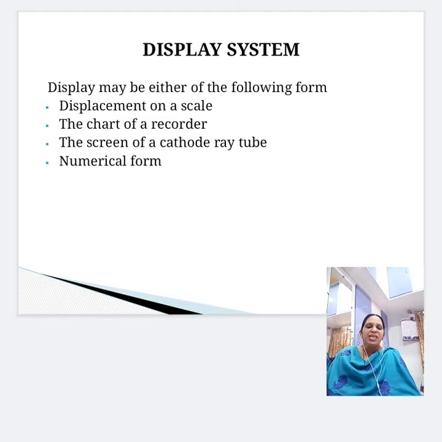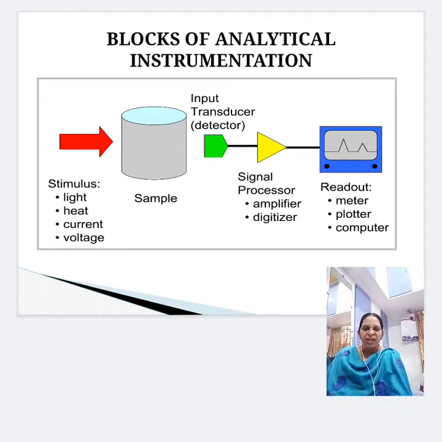So this is the basic block diagram. Let's have another view of another diagram representing the blocks of the analytical instrumentation. As shown in the figure, you can observe that a stimulus, which may be light energy or heat energy or electrical energy in the form of current or voltage, is passed into the sample. The sample will interact with the radiation or with the stimulus, and it gives information. So the output coming from the sample is the chemical information source.